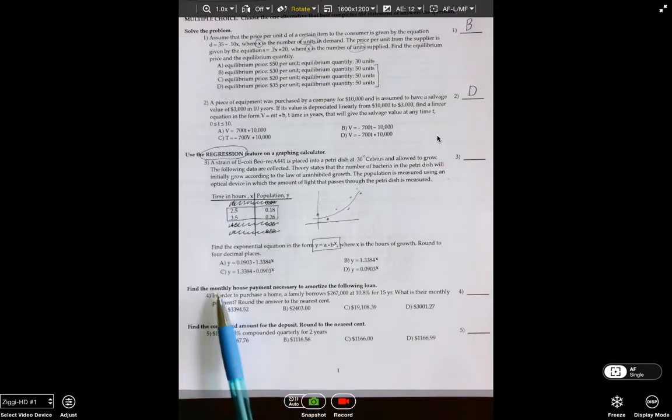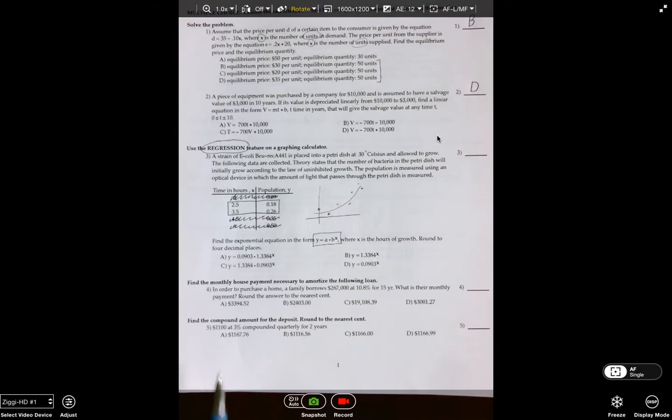Guys, when you get stuff like this, you should really kind of lick your chops and be happy and think Darbo loves me. He chose me. It chose a really easy problem. In order to purchase a home, a family borrows $267,000 at 10.8 for 15 years. What is their monthly payment? Round the answer to the nearest cent.